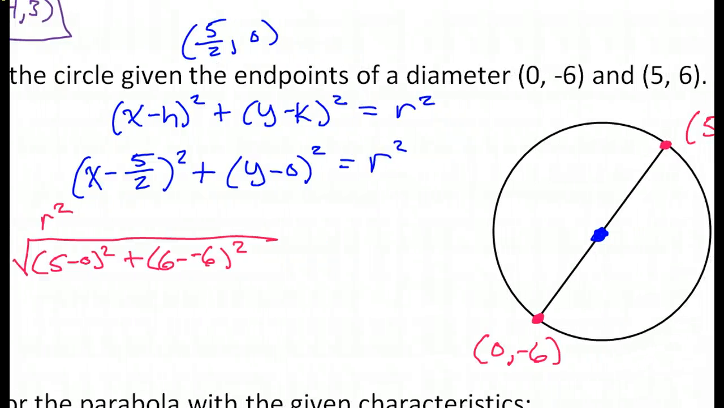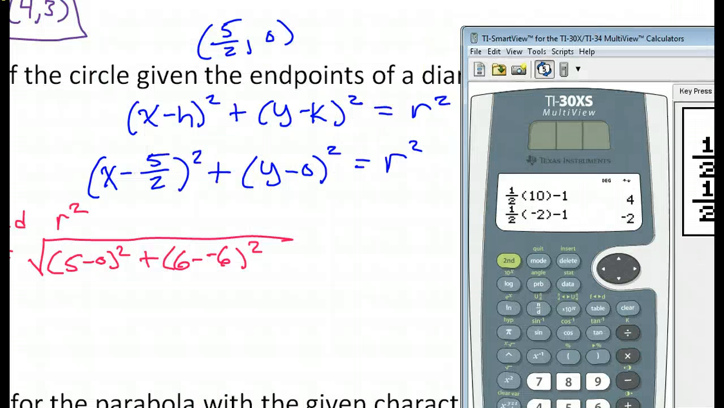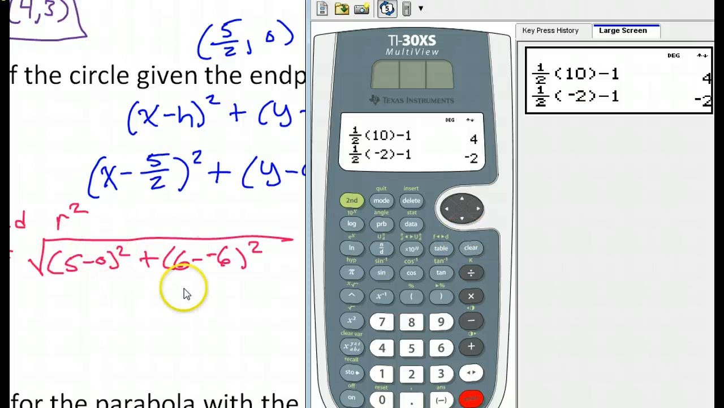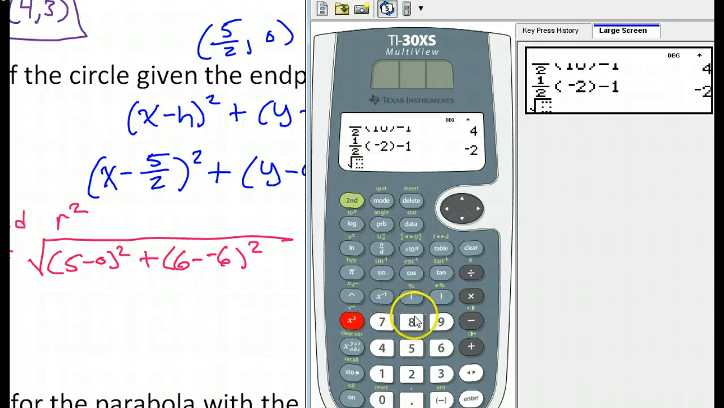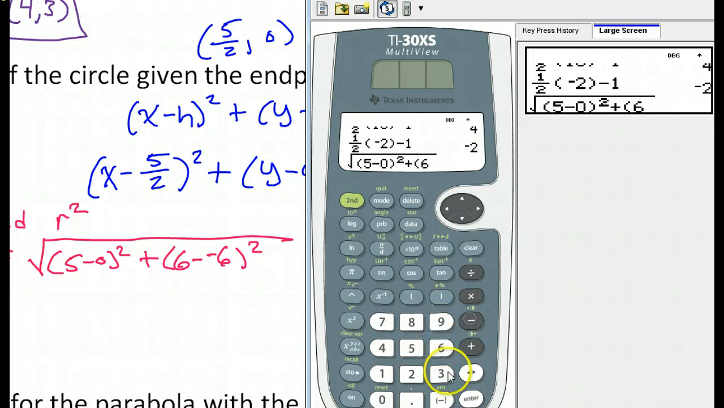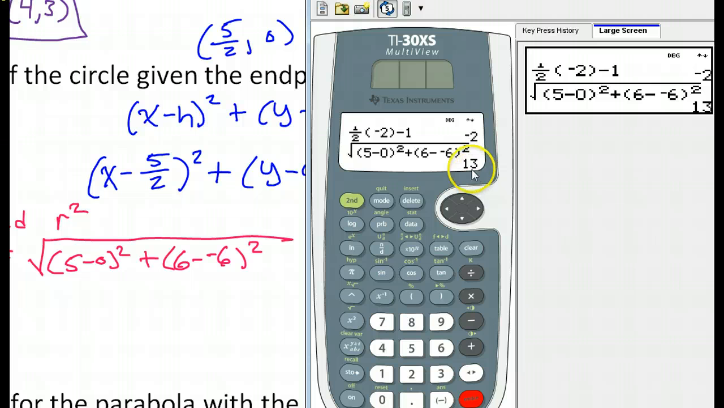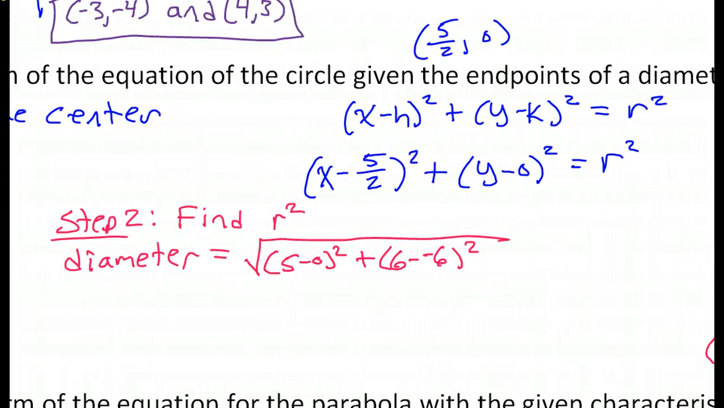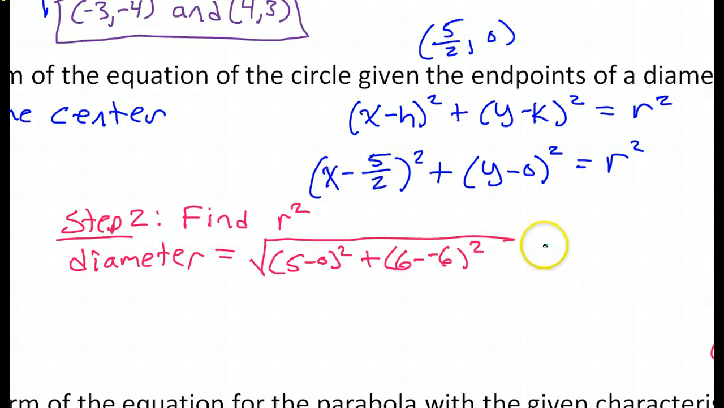Okay, now obviously I can do this by hand, but many of you make all kinds of mistakes when you try to do things by hand. So I encourage you to try doing it by hand to practice, but do not consider yourself done until you put it in the calculator. Okay, so this would be 5 minus 0 quantity squared plus 6 minus negative 6 quantity squared. Okay, that gives me 13. Alright, so that is my diameter. My diameter is 13.